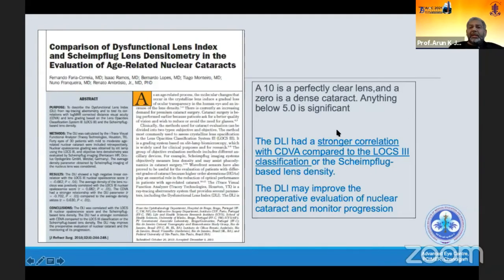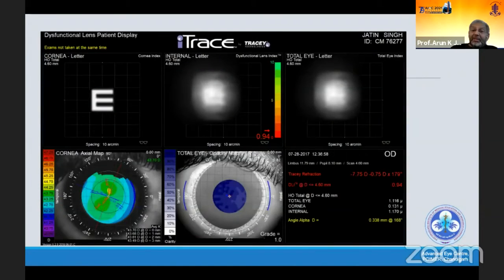And the DLI, there are other ways of measuring the lens opacity like LOCS classification or on a Pentacam, but the DLI had a stronger correlation with the corrected distance visual acuity, and it's more sort of dependable for knowing the opacity.